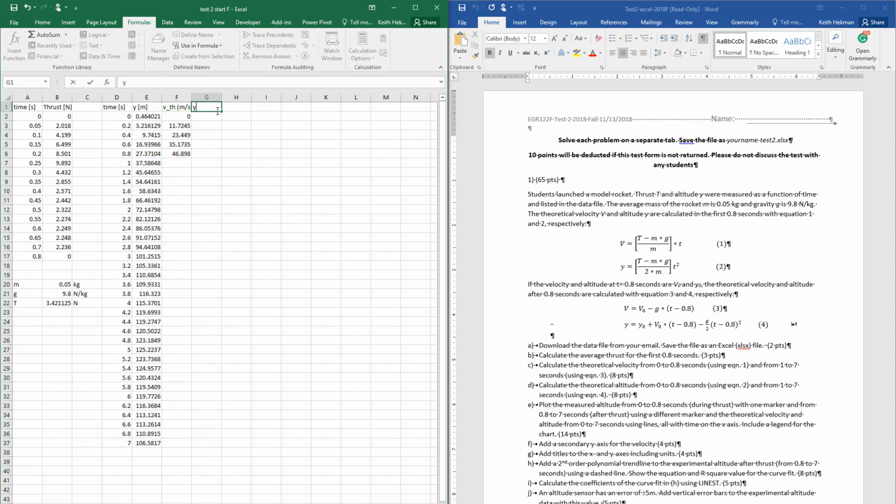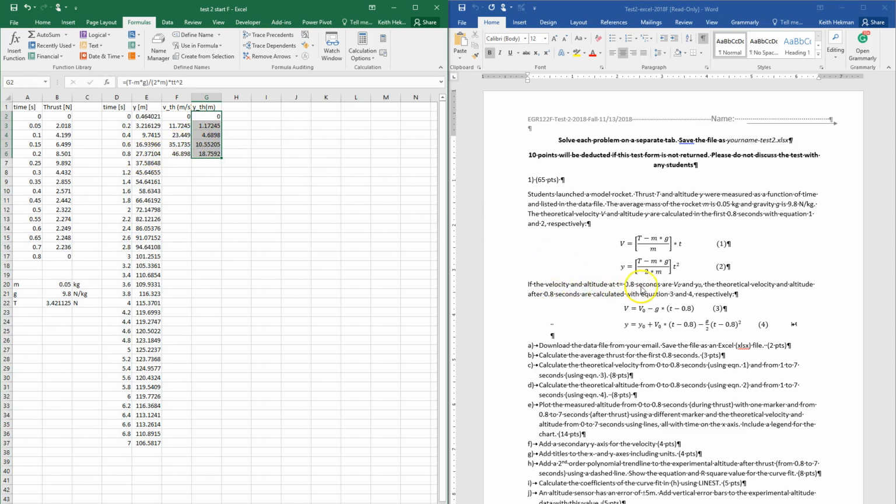And then our theoretical position is equal to t minus m times g divided by 2 times m times tt squared. So that's the theoretical from 0 to 0.8.